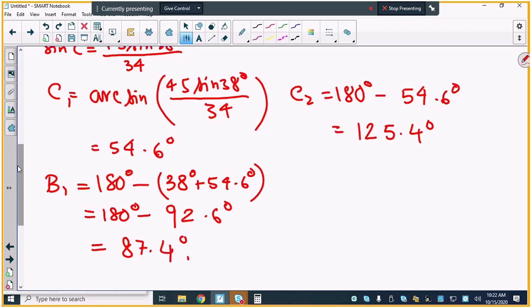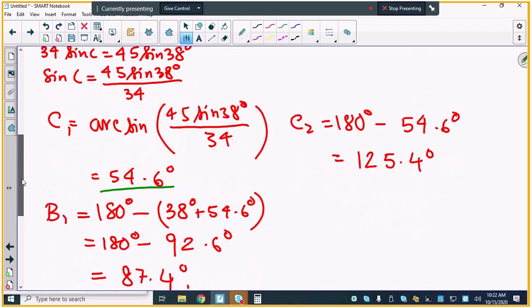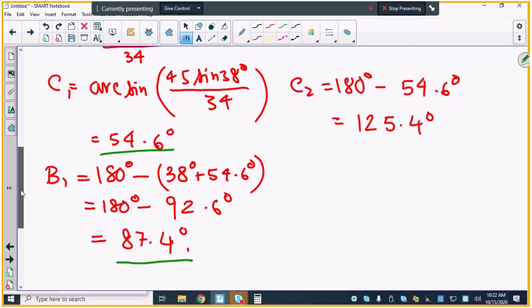And so this is a pretty nice set of solution. Your angles are 87.4 degrees, and you have 38 degrees as your other angle, and you have 54.6 degrees. So that seems like a very nice solution. How about the other situation?